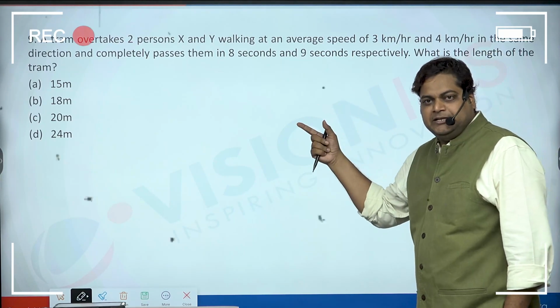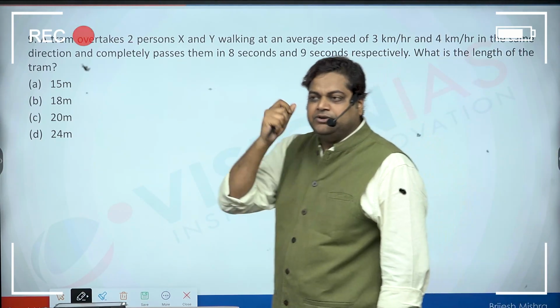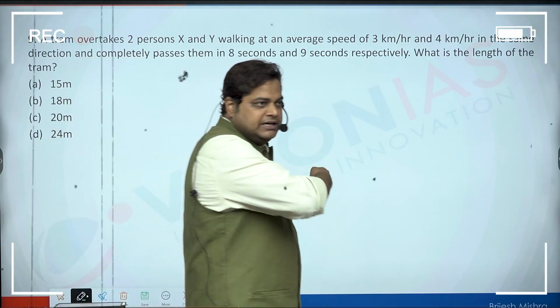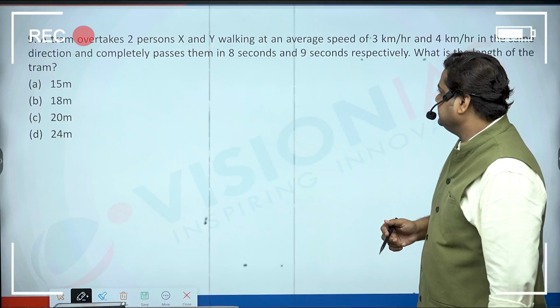We have boats and streams, we have the relative speed concept, we have the race concept, correct? So this way, so many concepts are there in time, speed and distance.